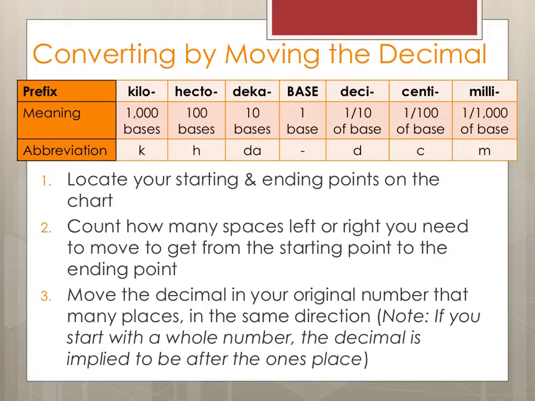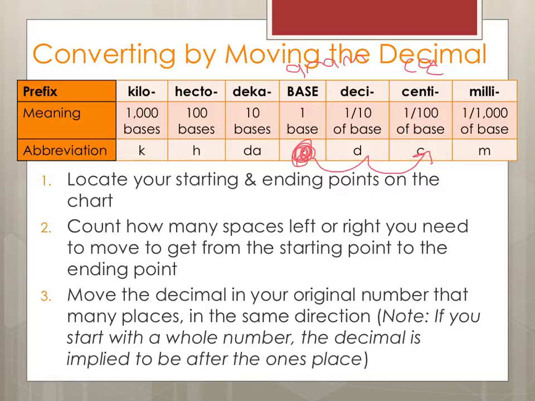Now, let's talk about how to convert by moving the decimal. The first thing that you're going to do is choose your starting and ending points. So let's imagine that we're going from, let's say, gram, which would be here, to centigram. So our starting place is going to be here in the middle at the base, because gram is the base unit. Then we need to count how many spaces we need to move from the starting point to get to the ending point. So in this case, we're going to move 2 spaces to the right to get from the base unit to centi.